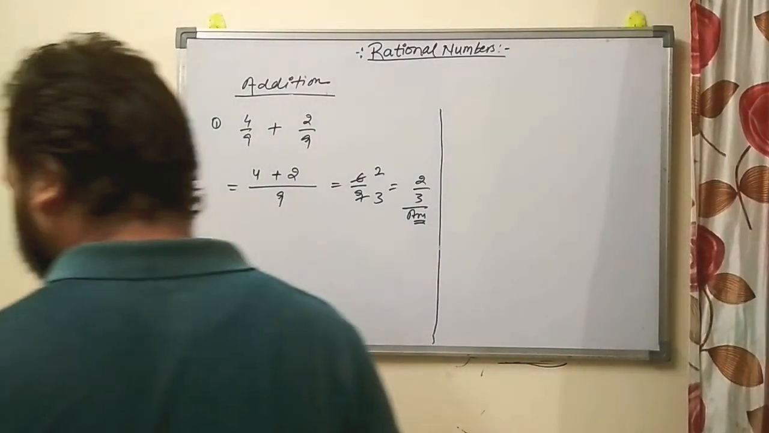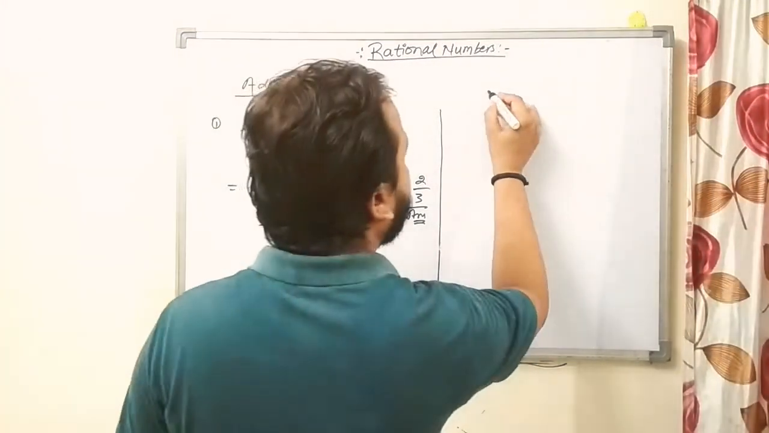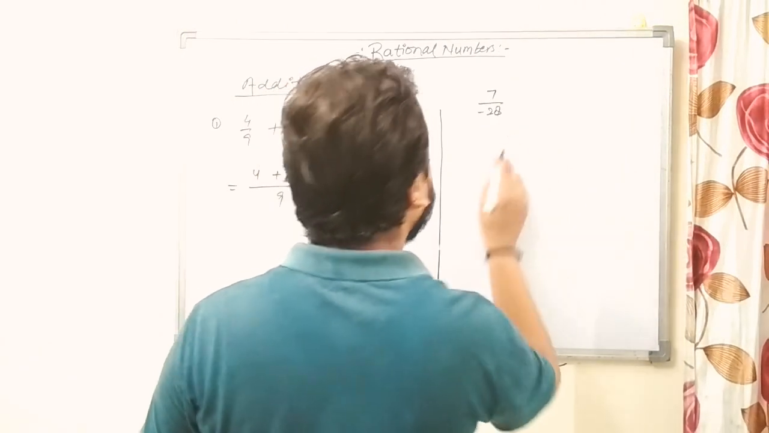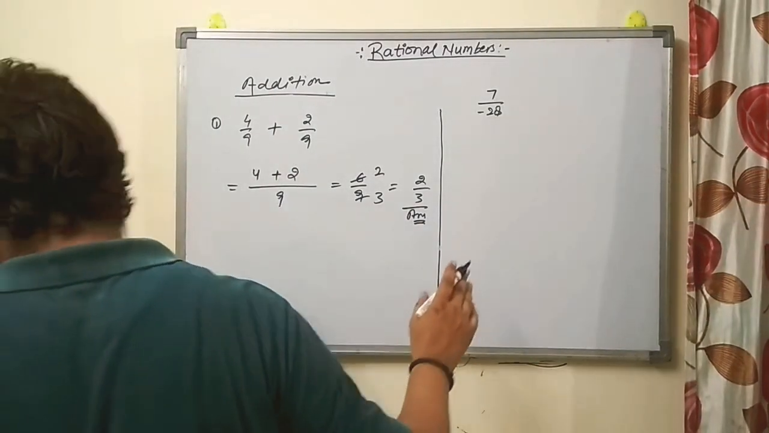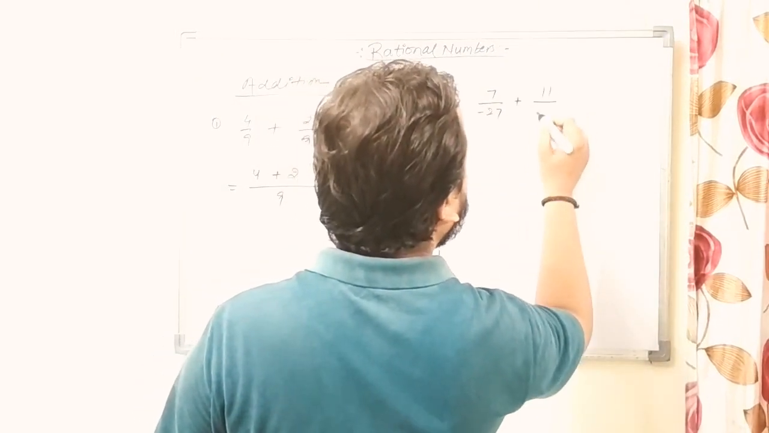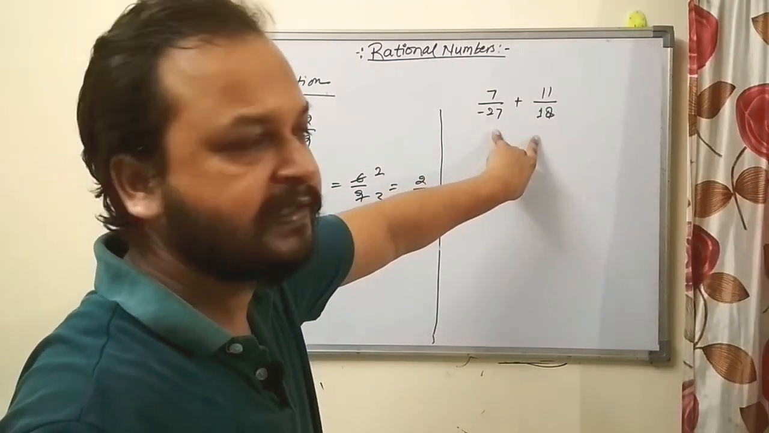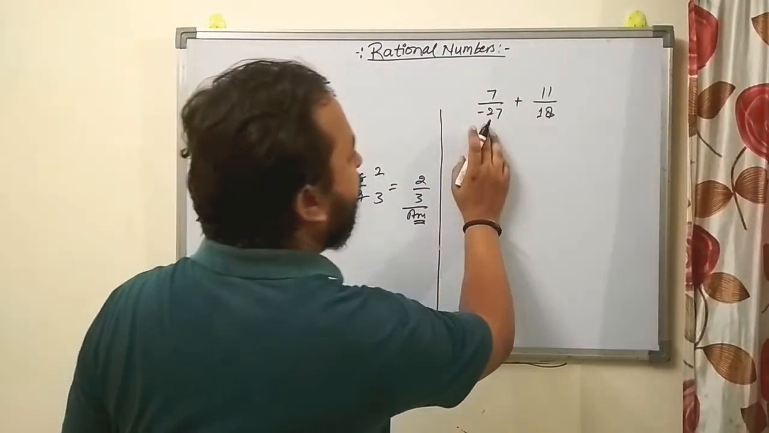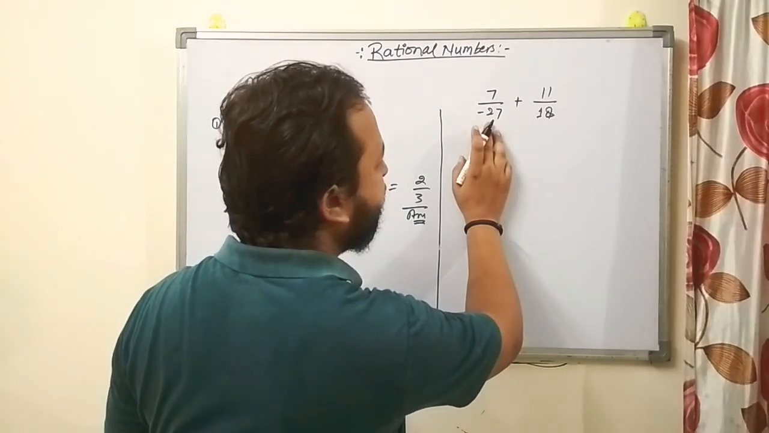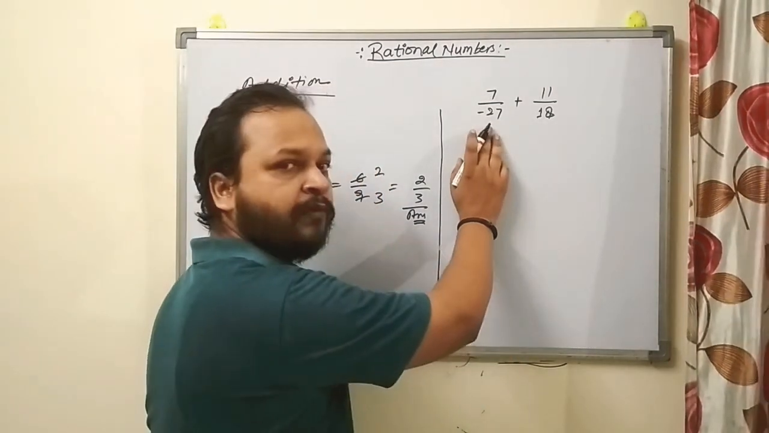And when the denominators are not the same, suppose we take an example, 7 by minus 27 plus 11 by 18, right? We have to add this, and here both the denominators are not the same, right? And here in this rational number we are getting a negative denominator. So first thing is that we have to convert it.